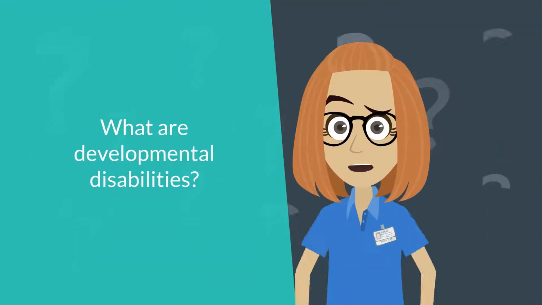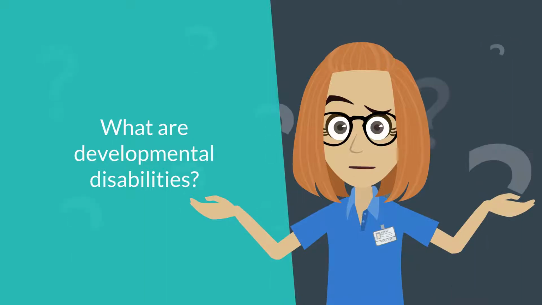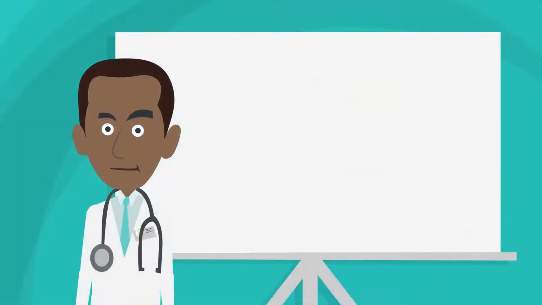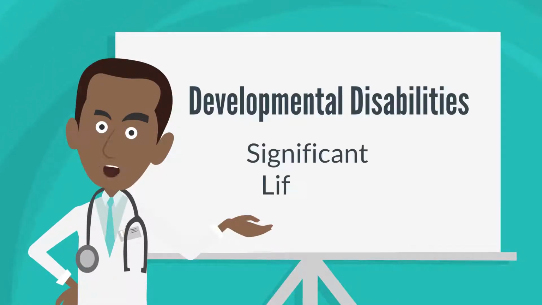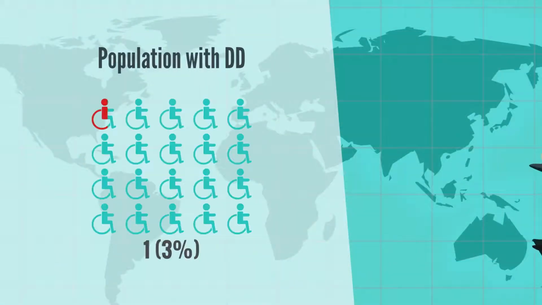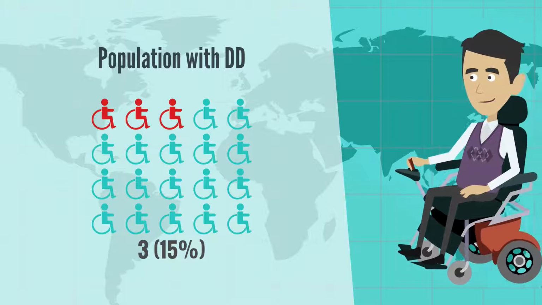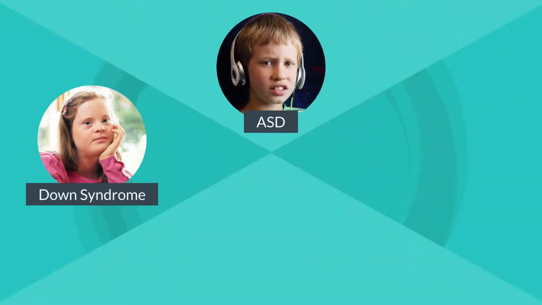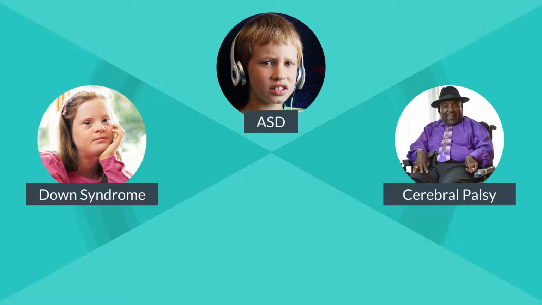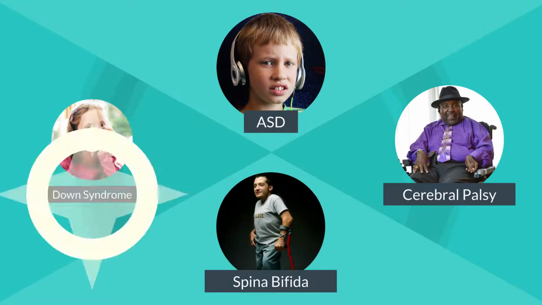So, what are developmental disabilities? Great question. When we refer to people with developmental disabilities, or DD, we are focusing on people who have significant, lifelong disabilities. About 15% of the population have DD. They may have intellectual, physical, or even sensory disabilities. Examples include people with Down syndrome, autism spectrum disorder, cerebral palsy, and spina bifida, among others.